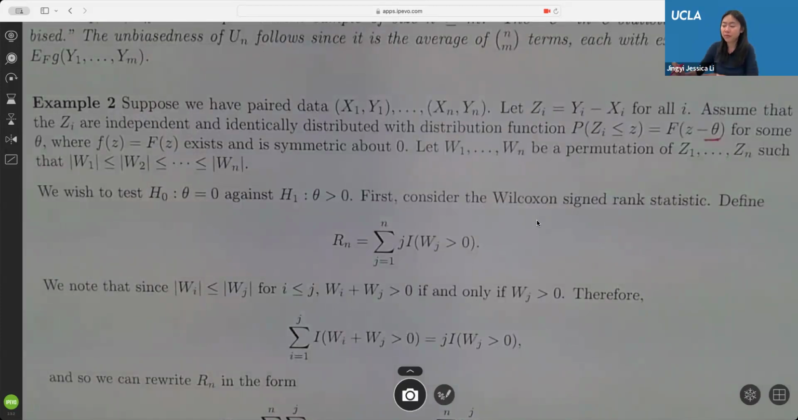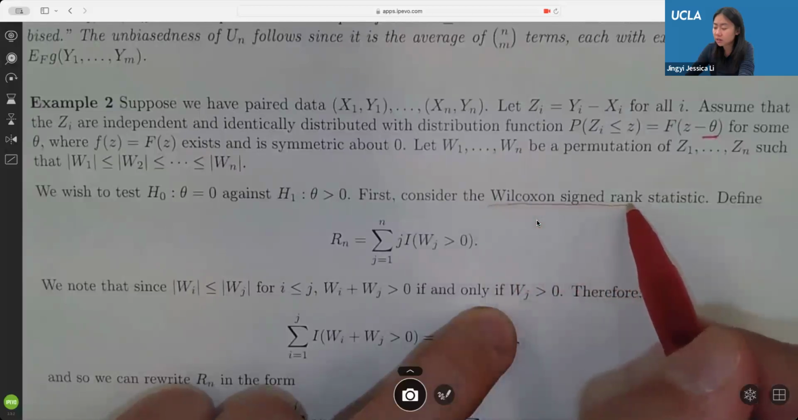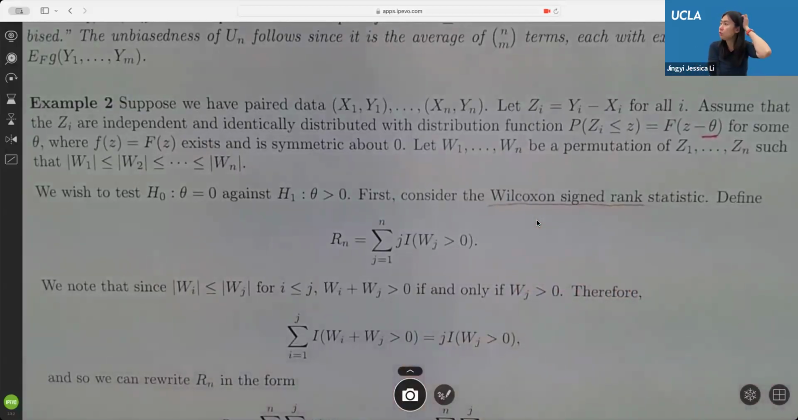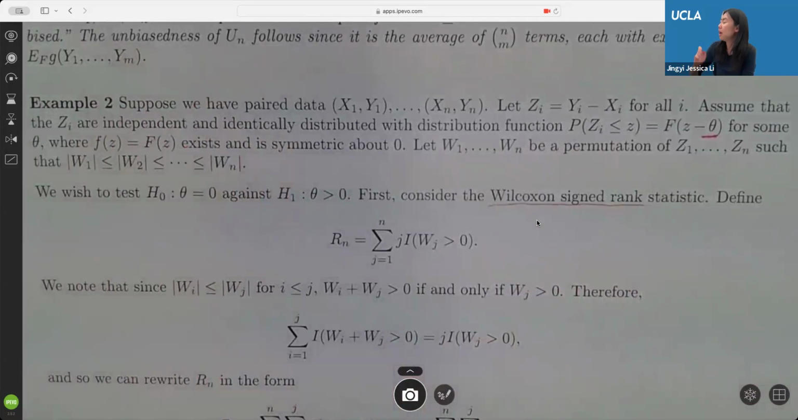And now we have this classical test called the Wilcoxon signed rank test. You know Wilcoxon has two versions. One is called the Wilcoxon rank sum test. This is called the Wilcoxon signed rank test. What's the difference? For the Wilcoxon rank sum test, your two samples are not matched. You can have x1 to xn, y1 to ym. There's no correspondence. But the Wilcoxon signed rank test applies to pair data.